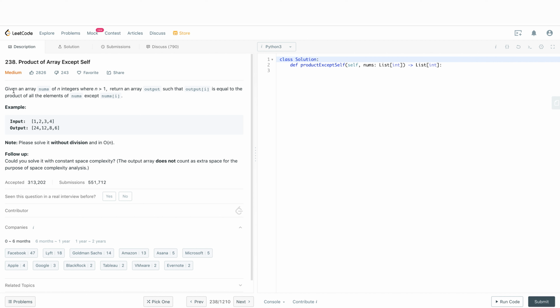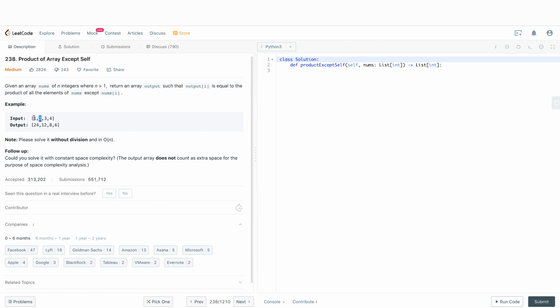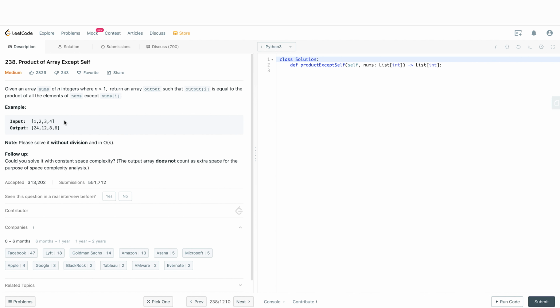It says, given an array nums of n integers where n is bigger than 1, return an array output such that output[i] is equal to the product of all elements of nums except nums[i]. So for example, if we look at 1, 2, 3, 4, the output would be 24, 12, 8, 6. Why? Because for the first index, if you take 2 times 3 times 4, that is 24. And for the second index, if you take 1 times 3 times 4, that gives 12, and so on. Then please solve it without division in O(n).